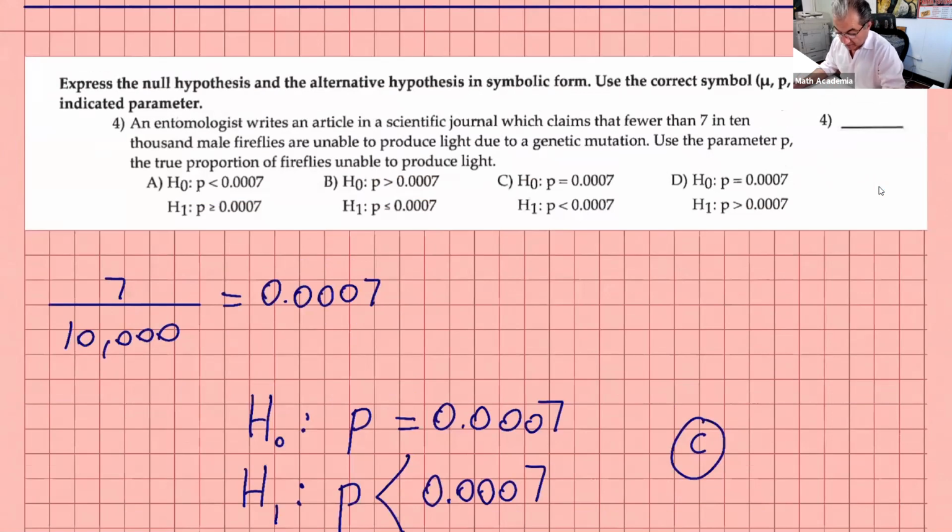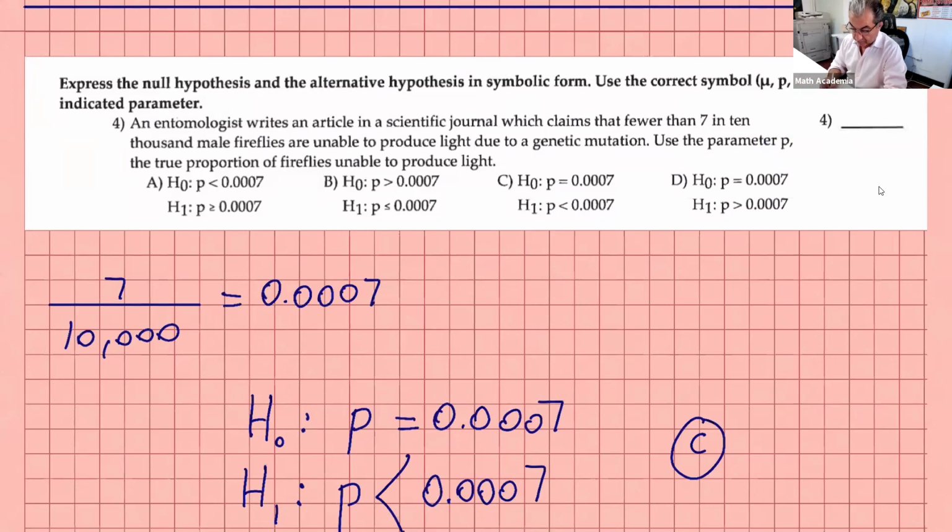Number four, an entomologist writes an article in a scientific journal which claims that fewer than 10,000 male fireflies are unable to produce light due to genetic mutation. Use the parameter P, the true proportion, or we can say the population proportion of fireflies unable to produce light.